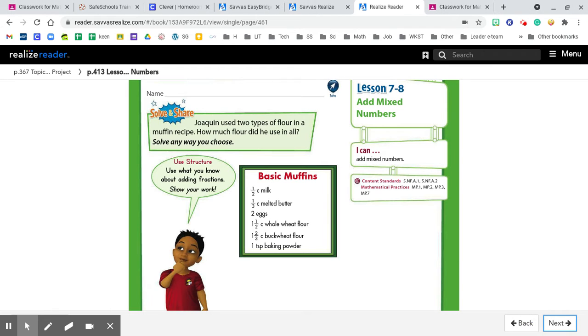Right, today we're going to add mixed numbers. Joaquin used 2 types of flour in a muffin recipe. How much flour did he use in all? Solve any way you choose. So let's take a look at his different types of flour. Got a lot of extra information in this problem. So all we care about is 1 1/2 whole wheat and 1 2/3 buckwheat.